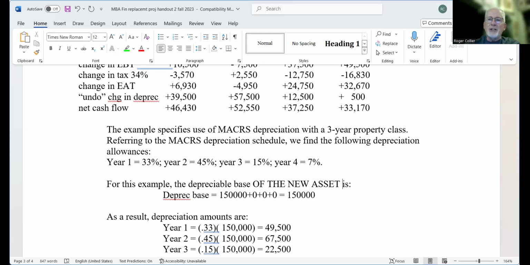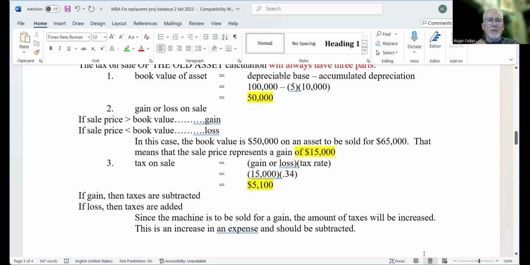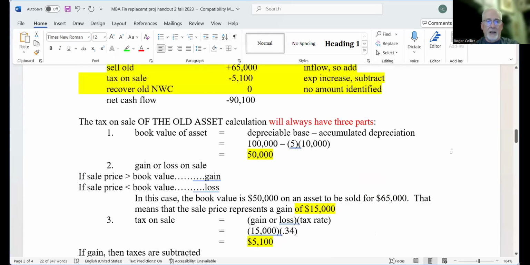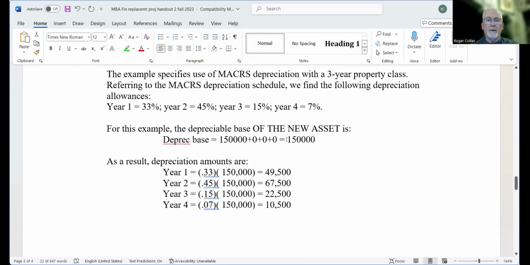All right, and that depreciable base is just 150,000. If we go back up to the initial cash flow, I beg your pardon, it's the first 4, down to training, but not including it. Right, so the first 4, 150,000. So our depreciable base is 150,000. Right, and there it is.